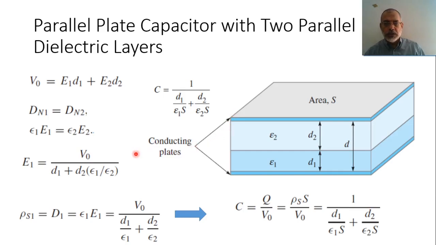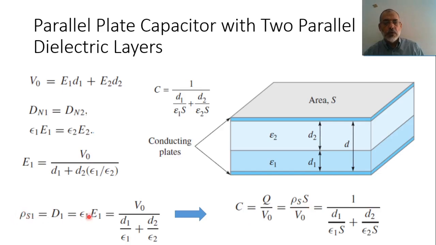You can prove in the same steps the value of rho surface charge on the upper plate. You will find it exactly the same value. Okay. Now this surface charge density multiplied by the surface area S corresponds to the value of the Q. And we already have proved that V naught equals E1 D1 plus E2 D2. And so we have C would equal Q over V naught, and Q here would be rho surface 1 multiplied by the surface area.